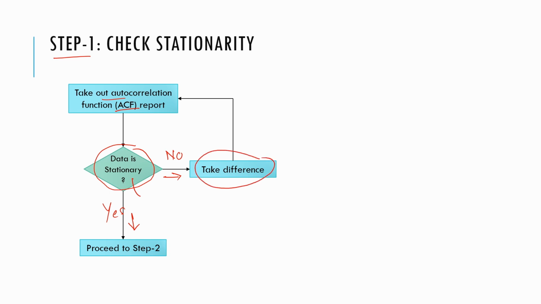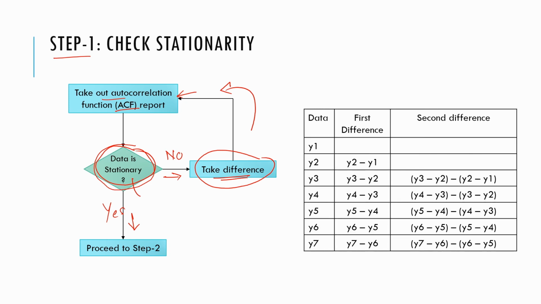How to take a difference, I will tell you. Then again, we take out the autocorrelation function and check the stationarity. If it is still not stationary, then again we take the difference. This continues as a loop until the data is stationary. For example, suppose this is the original data, y1, y2, y3, y4, and so on. If you check the autocorrelation of this column and find that it is already stationary, then you don't have to do anything, you just proceed to step 2.